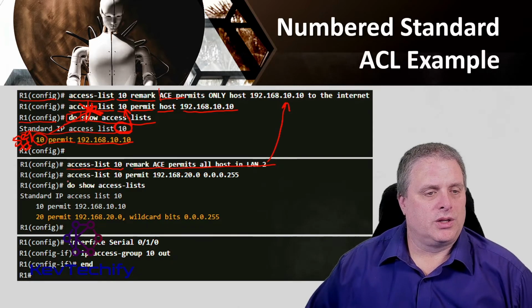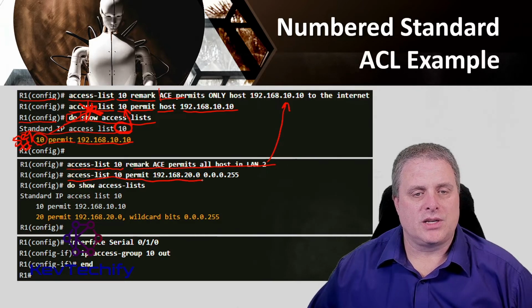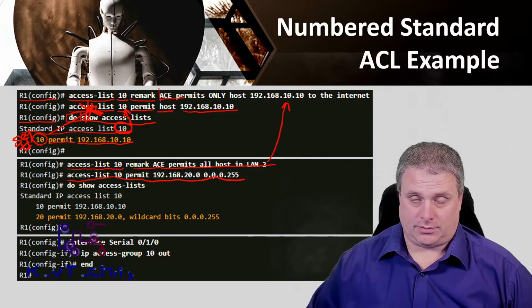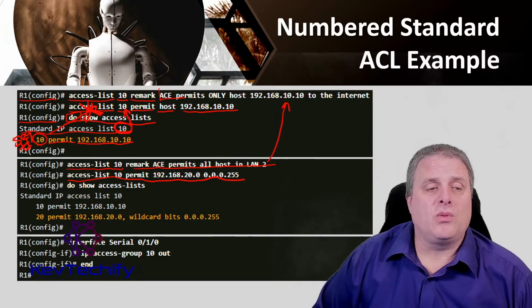And we have to include our permit statement. So we look at the next line. We're going to permit anything from this network address with the wildcard of 0.0.0.255. So we're going to permit anything on that 192.168.20 network.